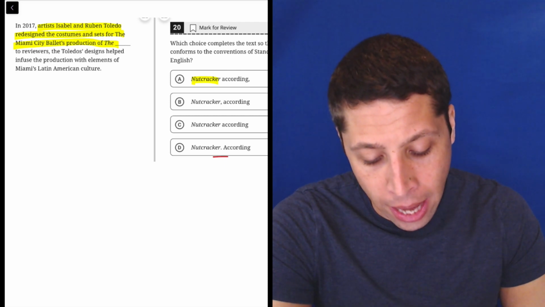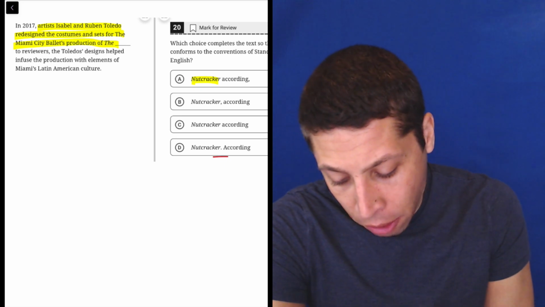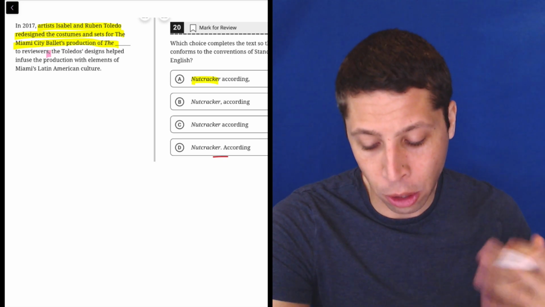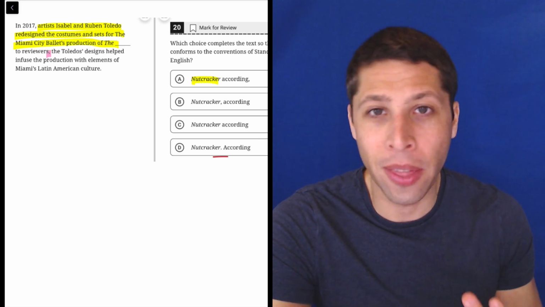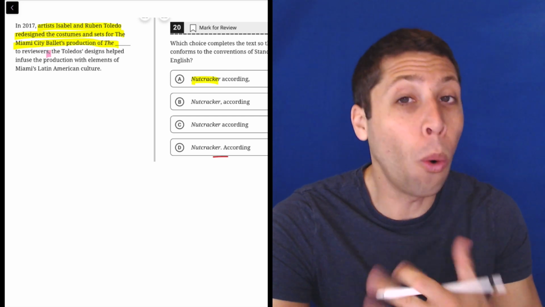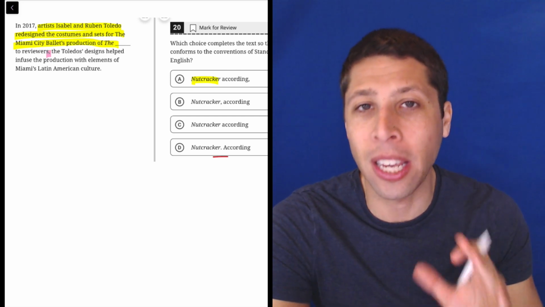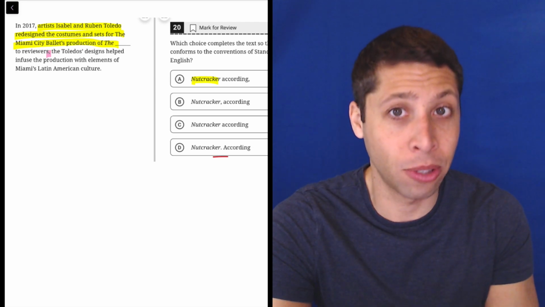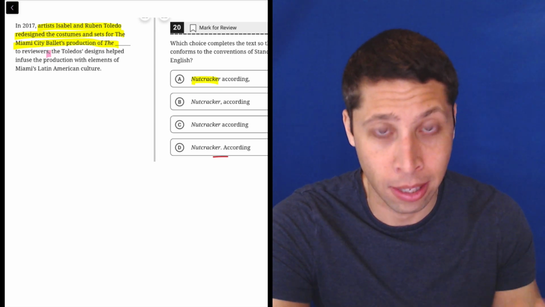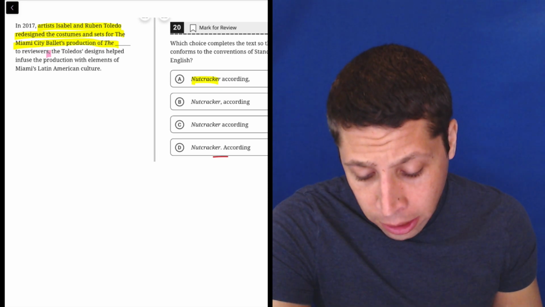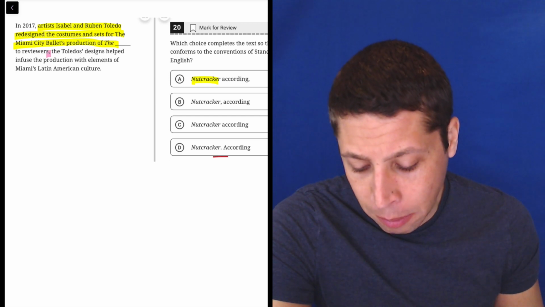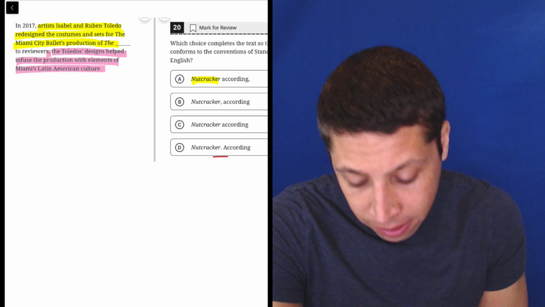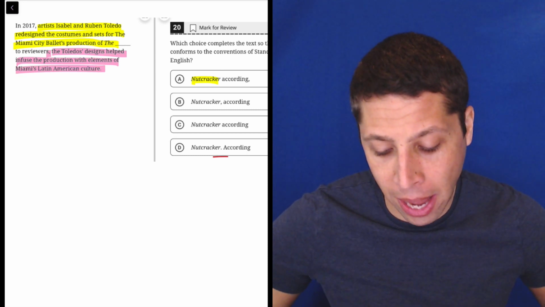Now let's continue. I do notice that I have another comma right here after reviewers. So I have another one of these comma clauses with "according to reviewers," which is itself just either an interruption or an intro clause to the next sentence. So that part doesn't really interest me. It's what comes after it where I'm asking, does that also sound like a complete sentence that could stand on its own? So let's listen. According to reviewers, the Toledos' designs helped infuse the production with elements of Miami's Latin American culture. Yeah, this part here sounds like a sentence: the Toledos' designs helped infuse the production with elements of Miami's Latin American culture.